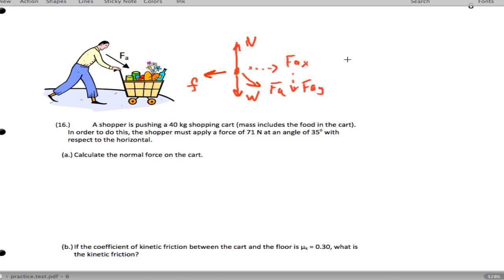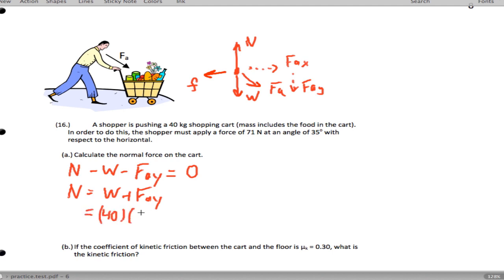So we need to set up equations in the x and in the y. Okay. So let's get the normal force by setting up our equation in the y. So we have the normal pointing up, the weight pointing down, and the applied force pointing down, and the effect is that those all cancel. So I have the normal equals the weight plus the downward component of the applied force. So that's going to be 40 times 9.8 plus FAY, which is going to be 71 times the sine of 35 degrees. So when we go ahead and calculate that, the answer we'll get is 433 newtons.